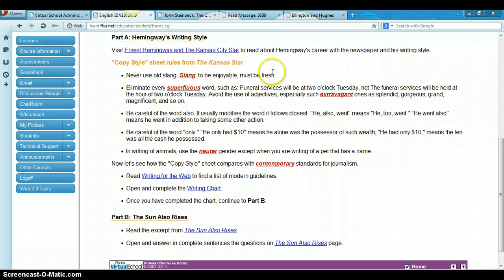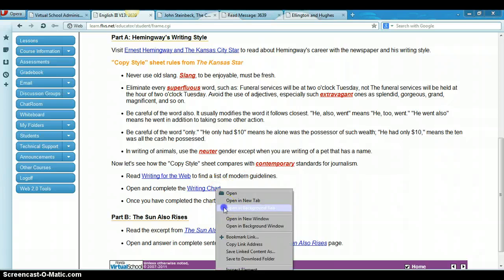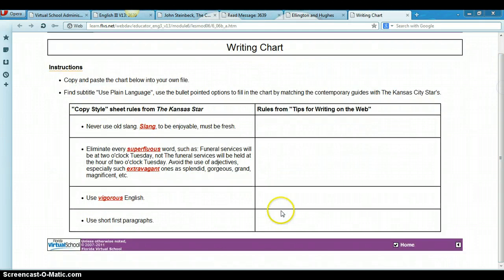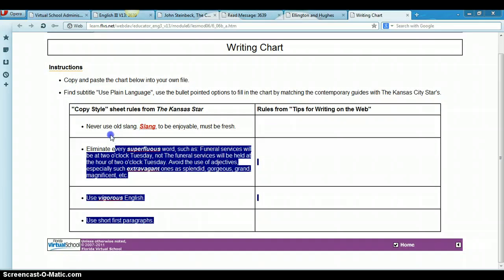Basically, what you're going to do is go to this website, read about Hemingway's career with newspapers and his writing style. You're going to see that the Kansas City Star gave him a list of rules that he needed to follow. And you are going to look at those rules and evaluate how they have changed over time. So if you open up this writing chart, it gives you the rules. These are the old rules that Hemingway had when he was a writer for the Kansas City Star.